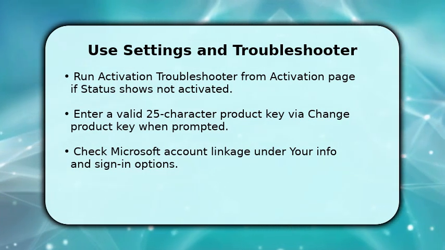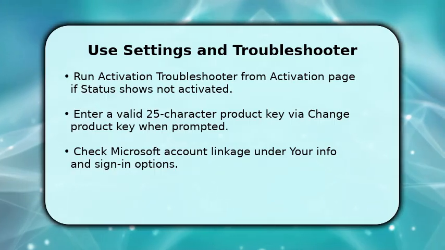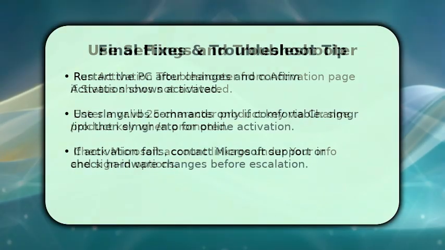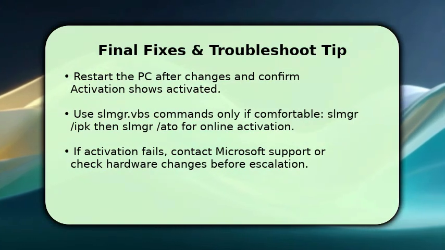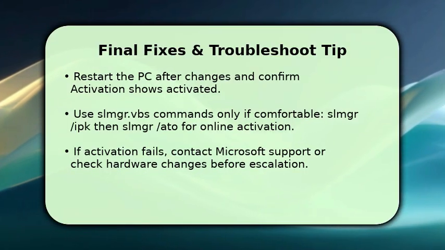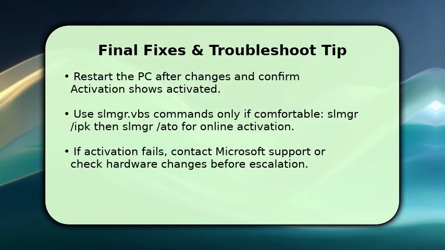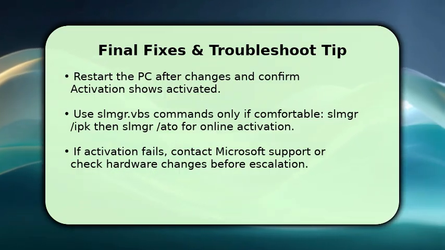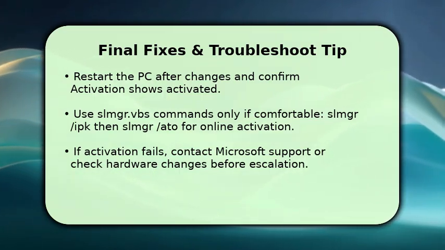If Settings didn't accept your key, advanced users can run slmgr.vbs commands from an elevated command prompt. Install the key with slmgr /ipk your key, then attempt online activation with slmgr /ato. These force Windows to talk to activation servers. Make sure network access is available.